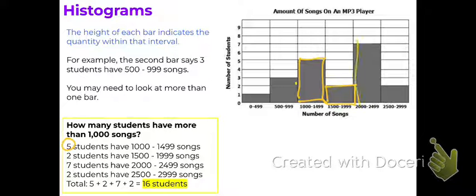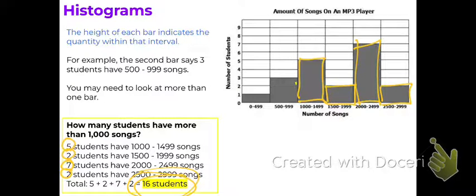These have more than 1,000. These people have more than 1,000. So look and see how many people have those different intervals, a different range of songs, and then add them together to find the total that have more than 1,000 songs.